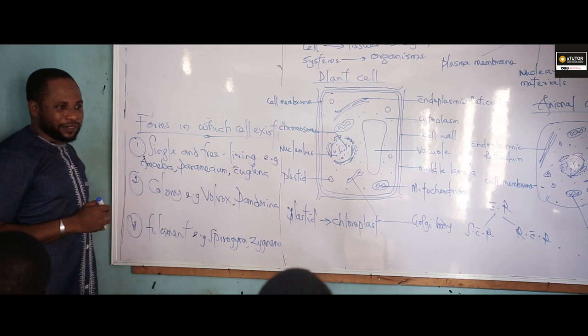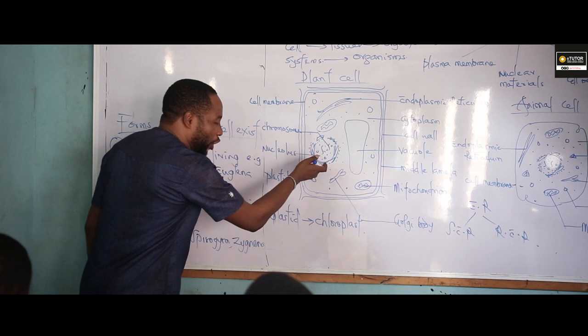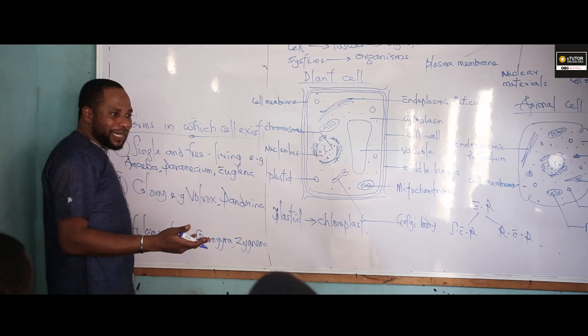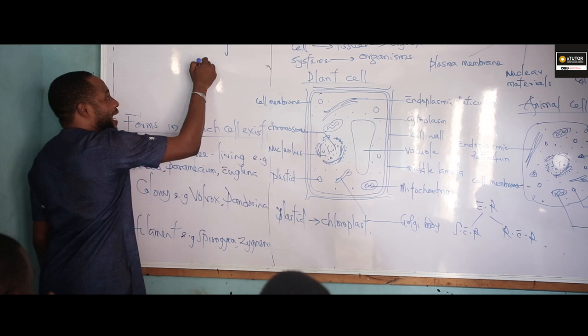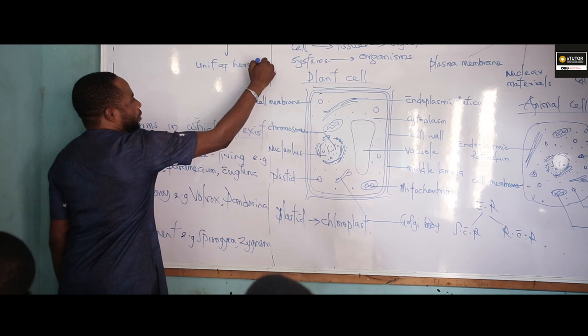That's the reason why we decide that one of the functions of the nucleus is to store hereditary materials. The reason is because inside one of the nuclear materials is chromosome. And the function of chromosome is to house gene. And what is gene? A unit of heredity. Do you understand that?